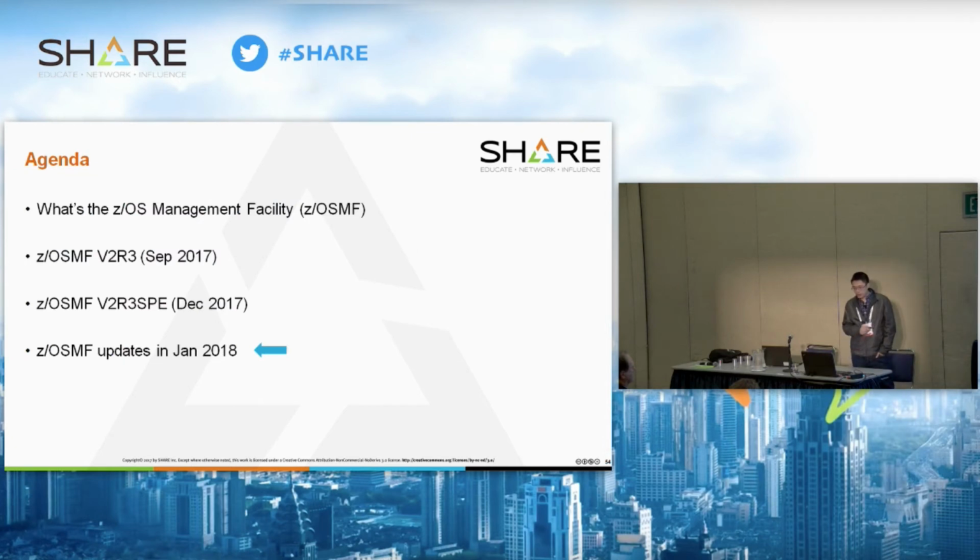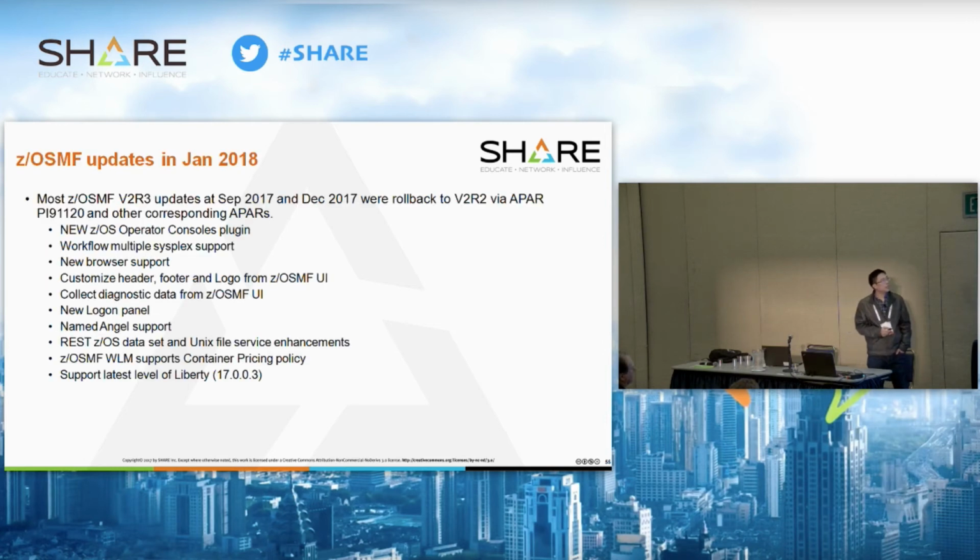So right after December last year, in January this year, we delivered another update. This rolls back most of the OSMF V2R3 enhancements to V2R2. This is the list of new functions you can get on V2R2, and this is the APAR number. So you can try out these V2R3 functions without having to migrate to OSMF V2R3.